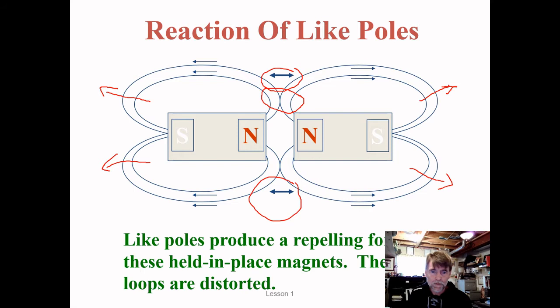Like poles produce a repelling force on these held-in-place magnets. So we hold these magnets in place, we try to push them together, and they push apart. And the flux loops get distorted as a result of this, all right?